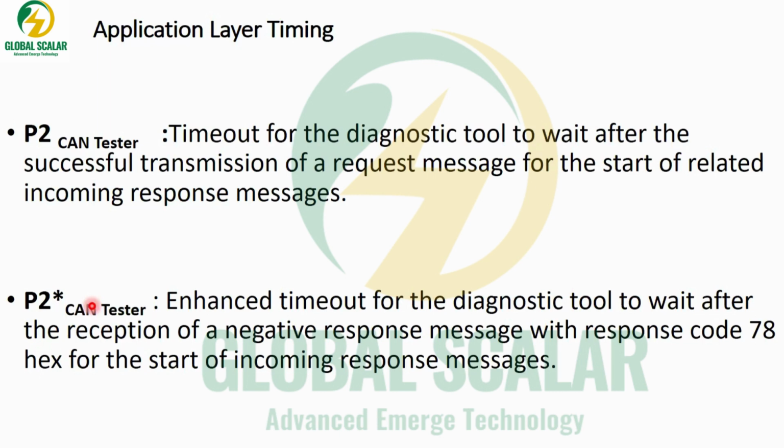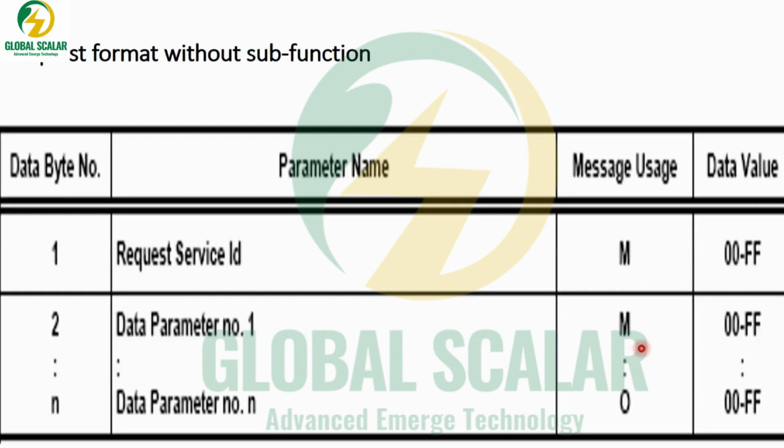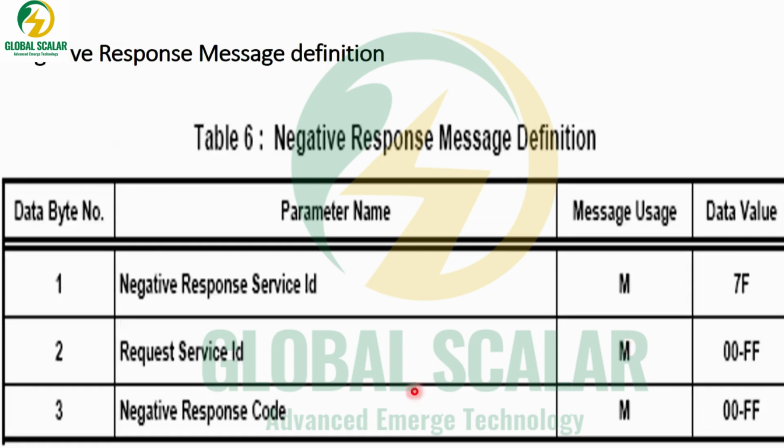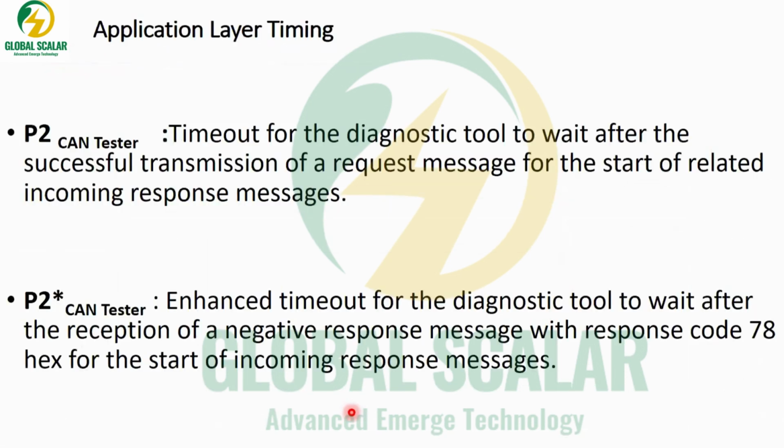That will be the P2 star CAN tester. It means you will get the hex value of 78 as the NRC code. We usually get 7F, request service ID, and NRC 78. It means you are waiting. Whatever request is received, you just need to wait for some time. That is the indication of 78.